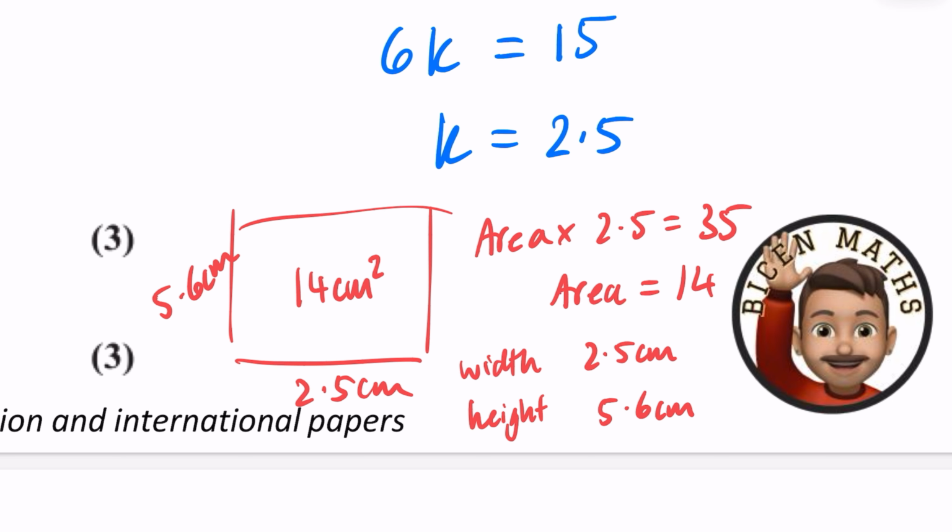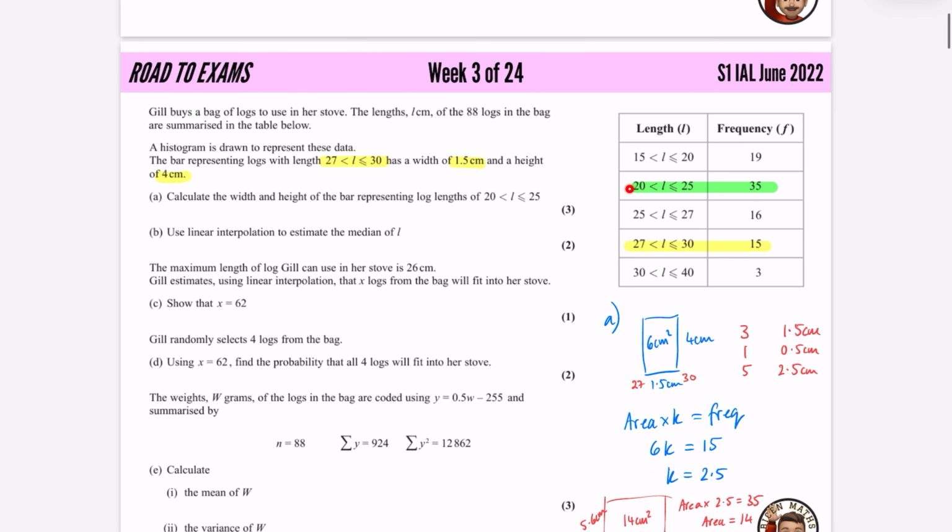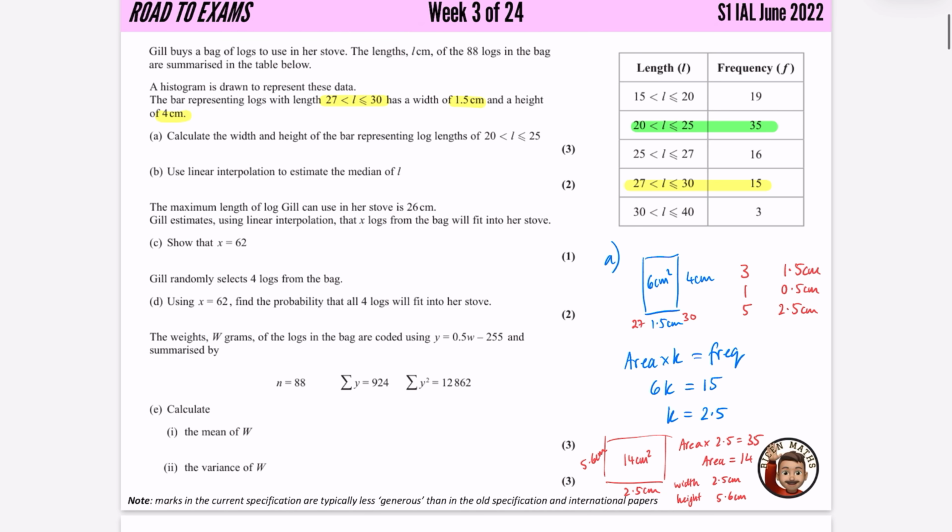The width was in proportion to the size of the gap that we had between 20 and 25, and the height made it have an area of 14, which had the same proportional relationship that the yellow group did between the area of 6 and the frequency of 15. I find these questions kind of fiddly, but I always like drawing a little diagram with it to see if it helps me make sense of this.